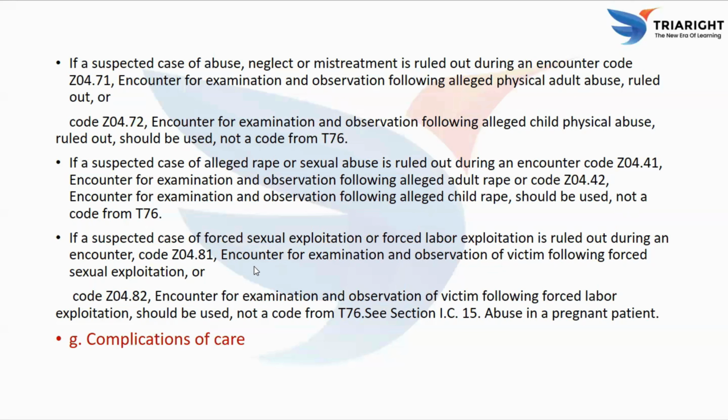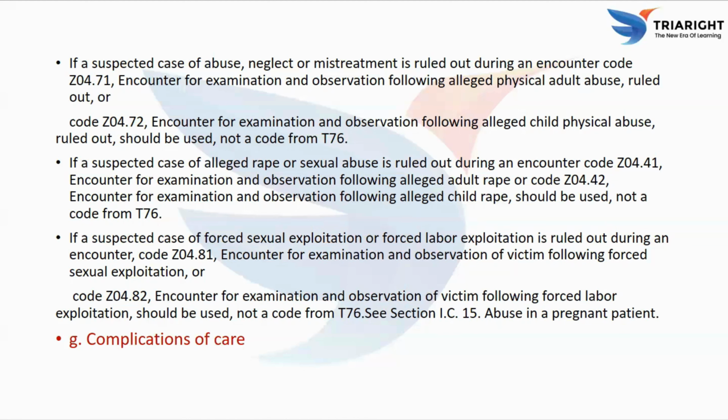So the next guideline is regarding ruled out alleged rape or sexual abuse. You have to use the Z04.41 category to Z04.42 when rape or sexual abuse is ruled out. Alleged adult rape ruled out is Z04.41. Alleged child rape ruled out is Z04.42. This is used for forensic exams. So there is no sexual assault confirmed, and it also prevents incorrect abuse reporting.